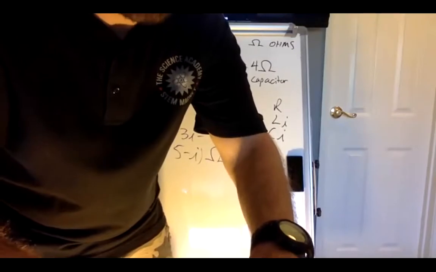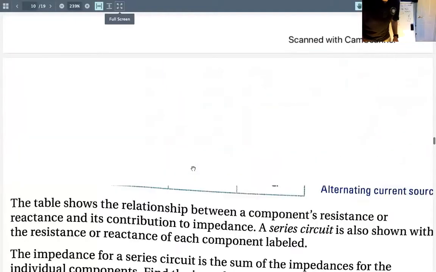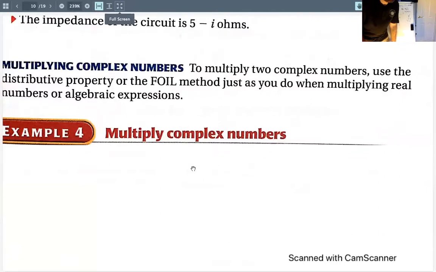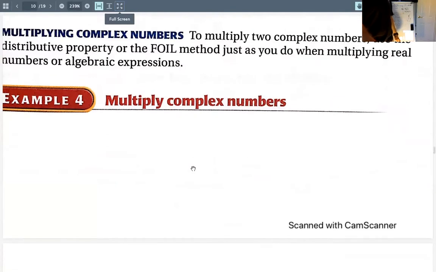Let's see what we have next. There's that term popping up. You see that bad word right in the middle of the screen there? FOIL. No, not FOIL. To multiply two complex numbers, use the distributive property. Let's just stop there. That's all you needed to say. You don't need to say FOIL. Just use the distributive property as you do when you're multiplying real numbers.